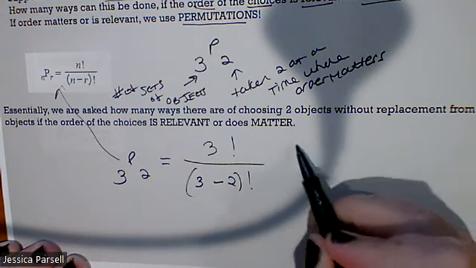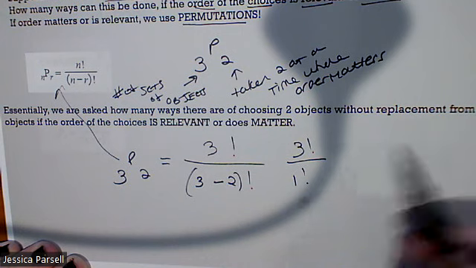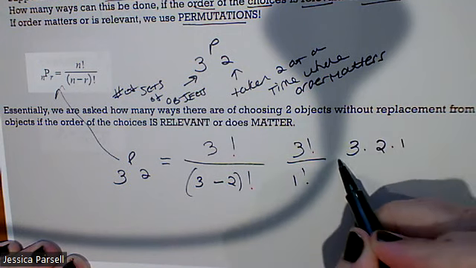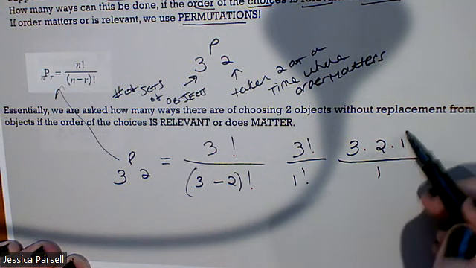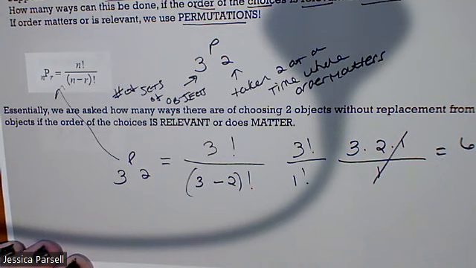So now we know what to do. We have 3 factorial, and 3 minus 2 is 1 factorial. And now we're right back to where we started at this lesson. So 3 times 2 times 1 over 1. That cancels. 3 times 2 equals 6. So there are 6 ways that we could choose 2 objects from the pencil, the eraser, and the desk without replacement from these 3 objects if the order of the objects matters.